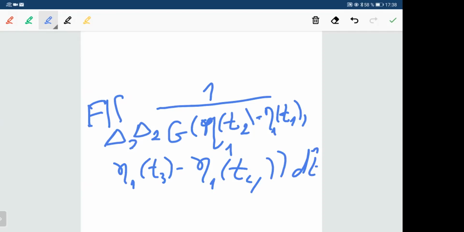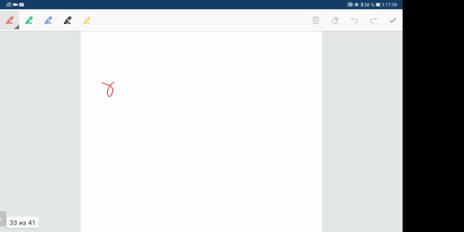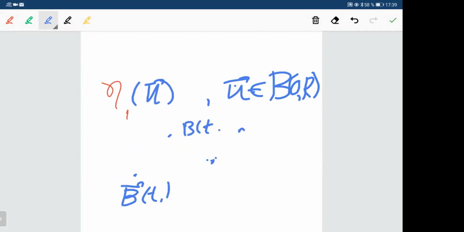When we consider, now let us consider a random field eta 1 from U, where U belongs to our, for example, some big ball, B0R. Then what we have? This will be 4 points. This is BT1, BT2, and so on. Yeah? And then we can substitute our gram determinant estimated from below by the following.